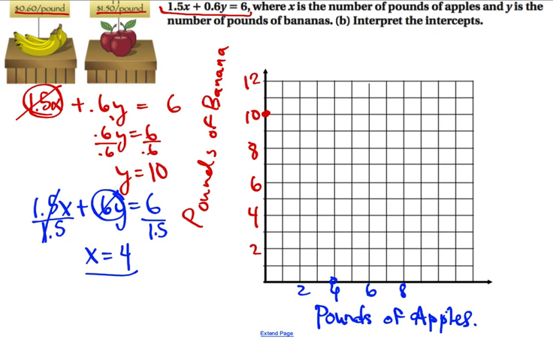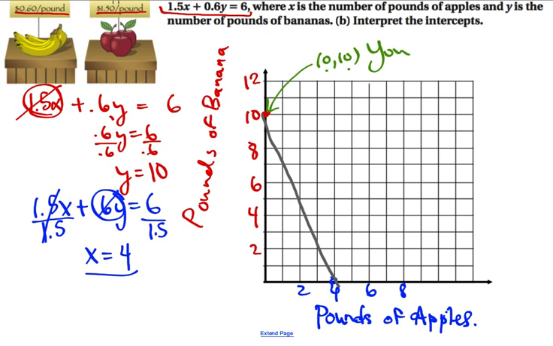Okay, and then if we connect those together, we get our graph. Now everything on this line represents us spending $6 on apples and bananas. We do need to interpret what these intercepts mean. So first, this y-intercept, it is the point (0, 10). So we're buying 0 pounds of apples, 10 pounds of bananas.